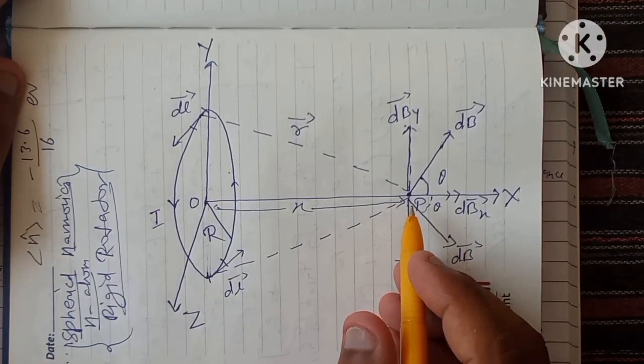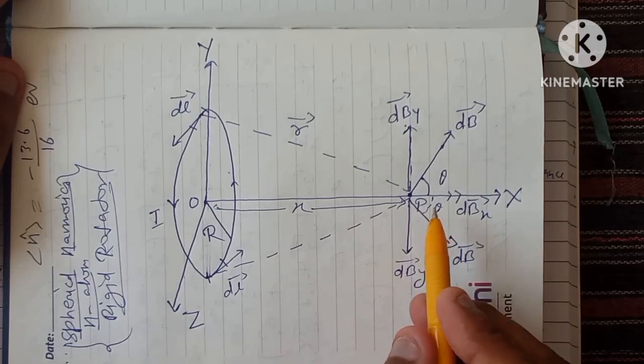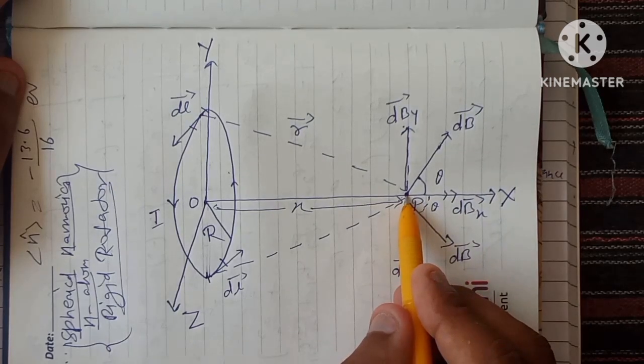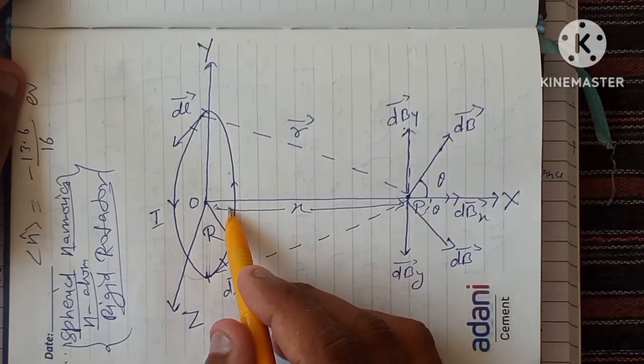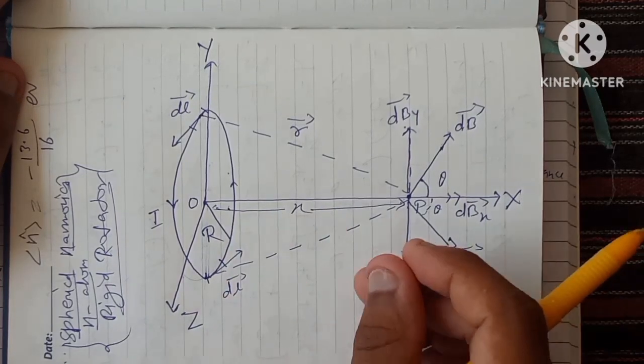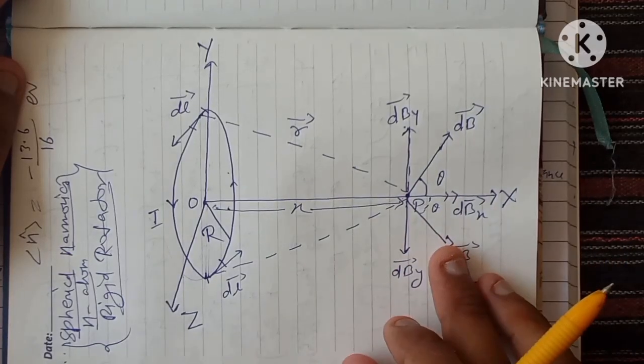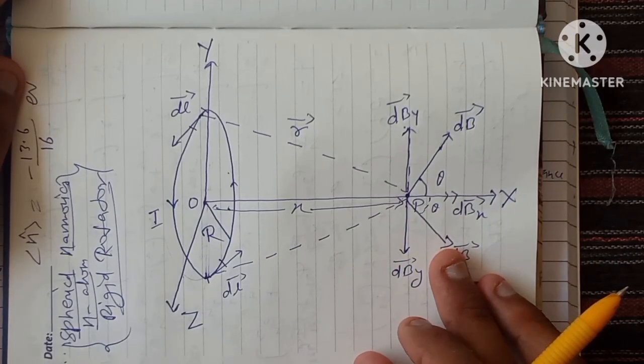Now here, for calculating the expression for magnetic field at this P point due to this circular current loop, I am going to use my Biot-Savart's law, which I have already discussed in my previous video. The Biot-Savart's law gives us the expression for the magnetic field at a particular point due to a current element, or you can say length element. So firstly, we will consider a small length element or current element, you can say.